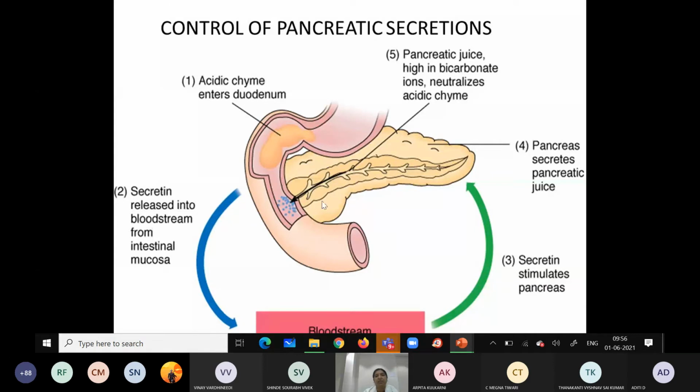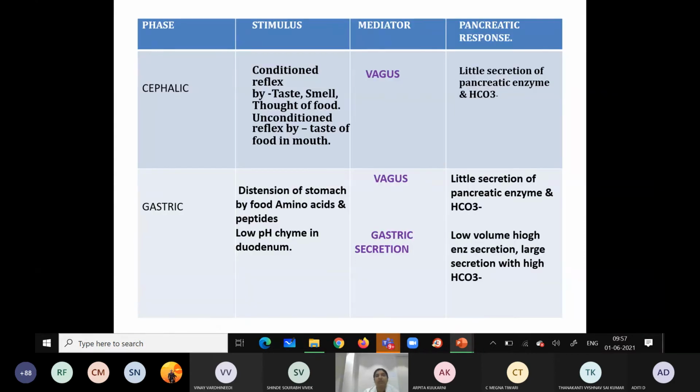Secretin is released into the bloodstream from the intestinal mucosa, and that in turn stimulates the pancreas to secrete its juice. Whenever secretin acts, the pancreatic juice is rich in bicarbonate, and the acidic chyme is neutralized. So we will study this regulation under the different phases.